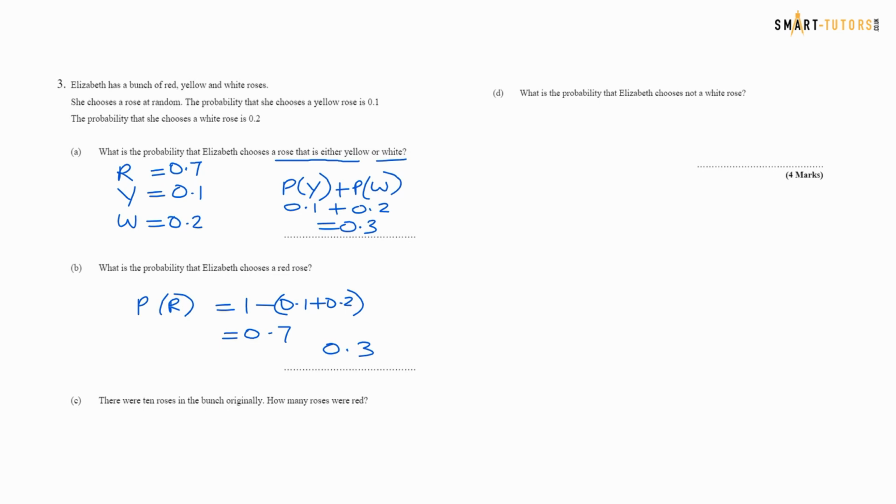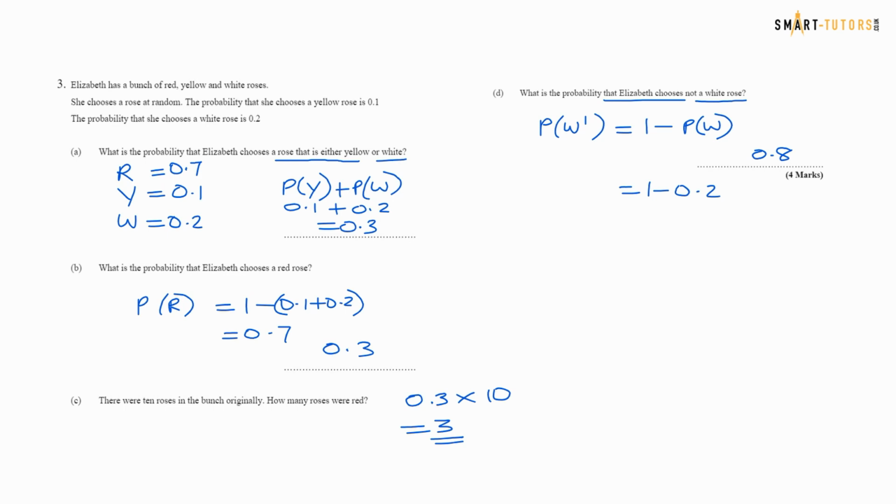There were 10 roses in the bunch originally. How many roses were red? So the number of red roses is 0.3 times 10, which is 3. That is the answer for part C. What is the probability that Elizabeth chooses not a white rose? Not a white rose means probability of W dash, which is 1 minus probability of white. Probability of white is 0.2, so 1 minus 0.2 is 0.8. That is the answer for question 3D.